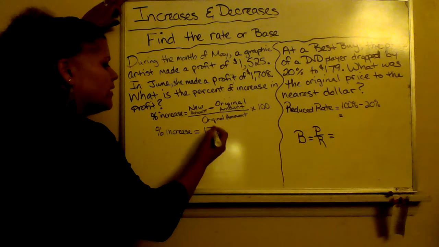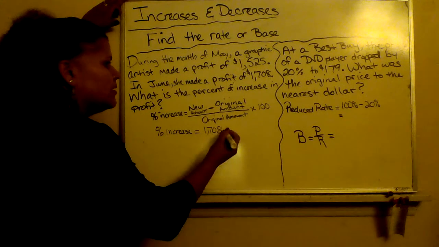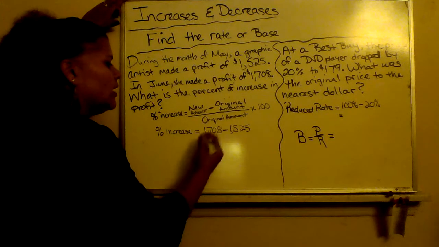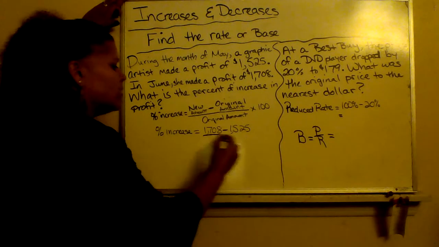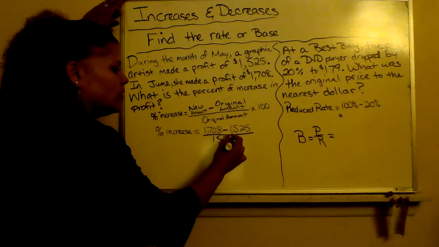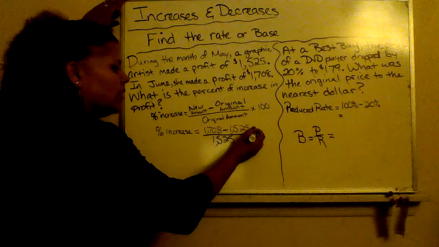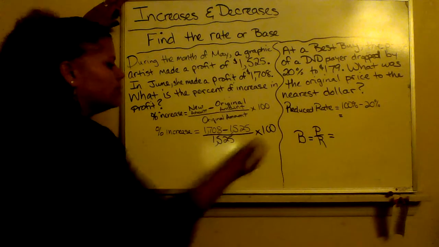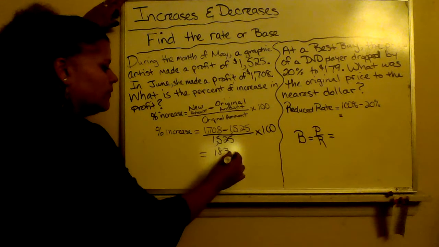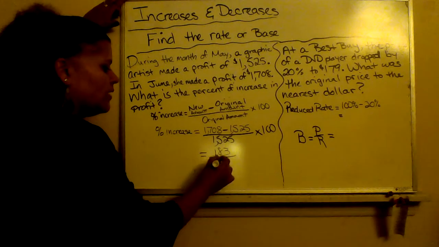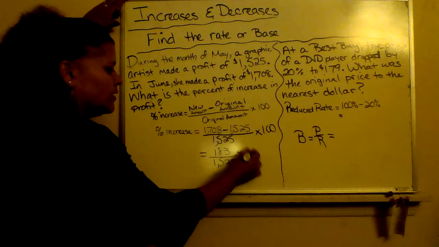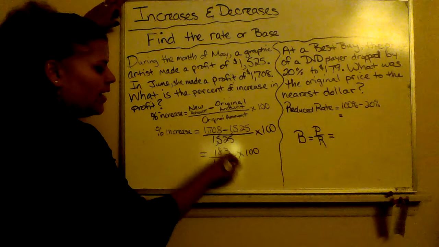So you have 1,708 minus 1,525. And then after you subtract that, you're going to divide by the original amount, which is 1,525. Then at the end, you're going to multiply by 100. So now, when going through this, you get 183 divided by 1,525 times 100 still. Now, first you divide and then you multiply.